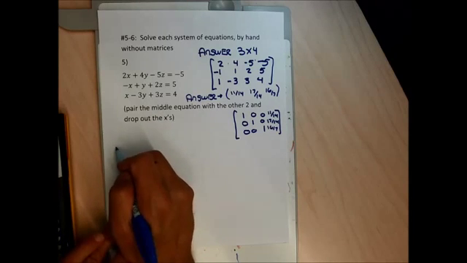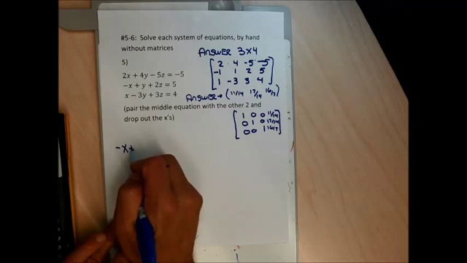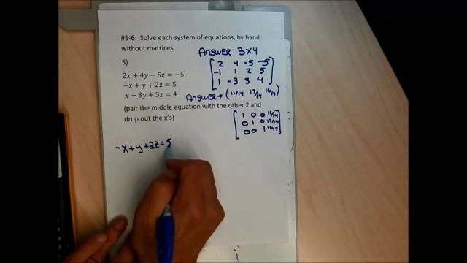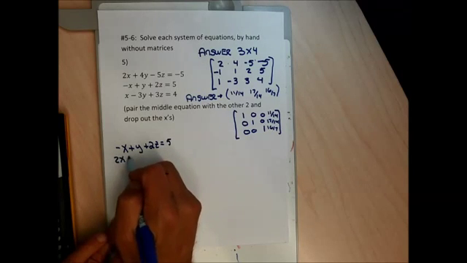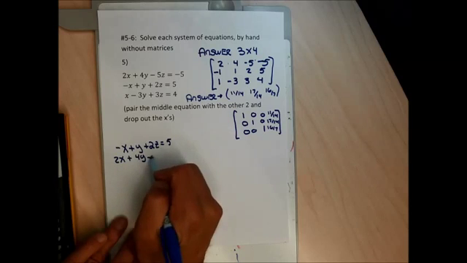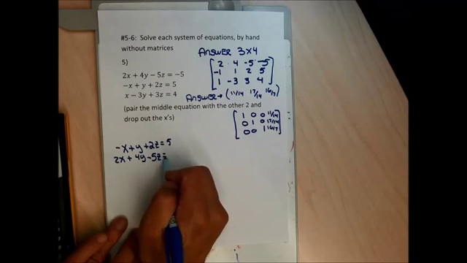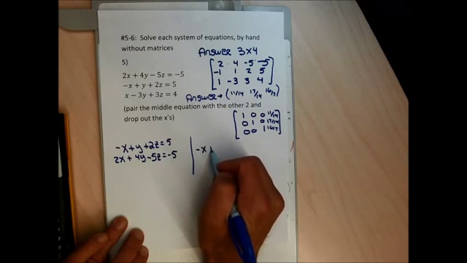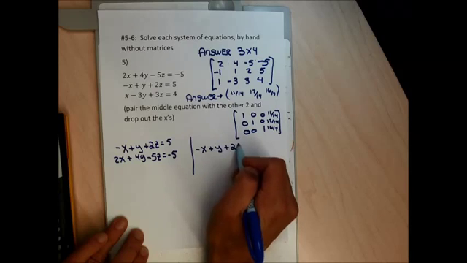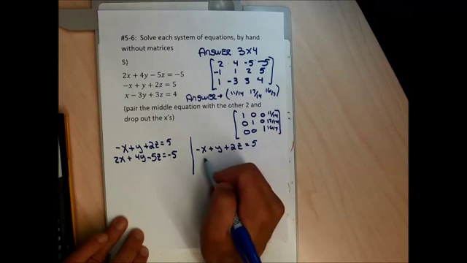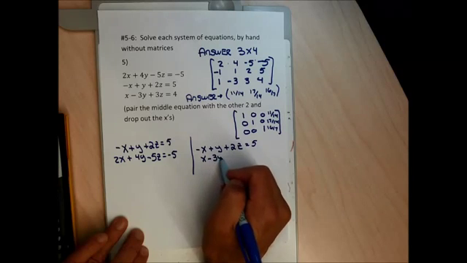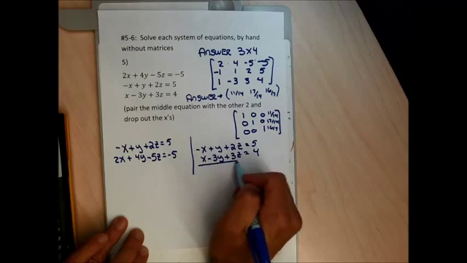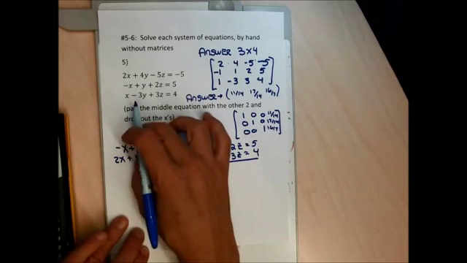So step 1, I'm going to pair the middle equation, negative x plus y plus 2z equal to 5, with the top equation, 2x plus 4y minus 5z equals negative 5. And I'm going to pair the middle equation, negative x plus y plus 2z equal to 5, with the bottom equation, x minus 3y plus 3z equal to 4. I'm going to eliminate the x's. This is going to be easy. This is going to take a little more work.